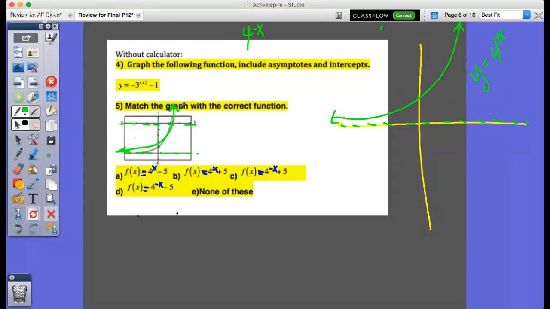Minus 5. Is it with the x or on the outside? It's on the outside. On the outside, good, because on the outside, that is a vertical shift. It would actually go down 5. So you know it.